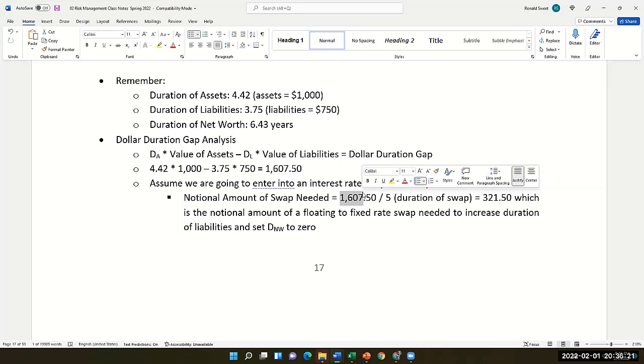Banks don't usually do that. Most banks have a duration of net worth, positive or negative. That's somewhat part of their process. Most banks don't shoot for exactly zero, but pension plans oftentimes do want to have exactly zero. They don't want any exposure to interest rates at all. And we'll see why later, because pension plans are extremely sensitive to interest rates. And so they're like, you know what, just take it to zero. Why are we taking this risk? All right, that's dollar duration gap analysis.